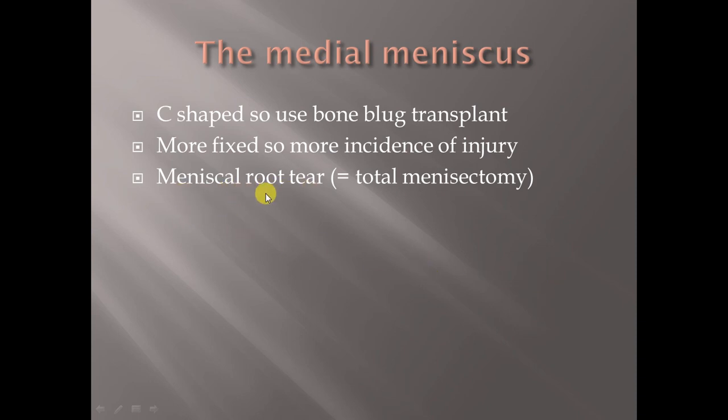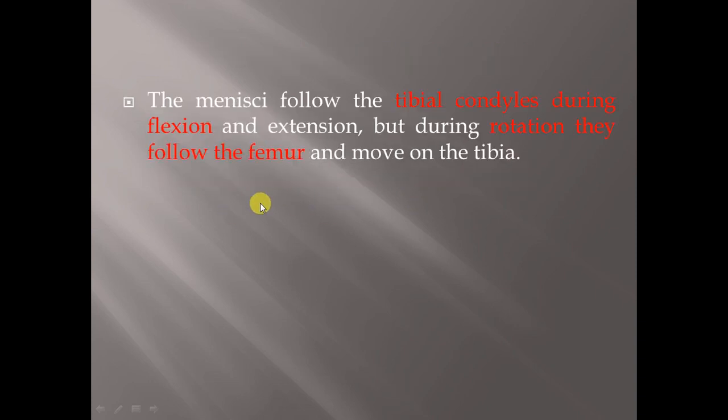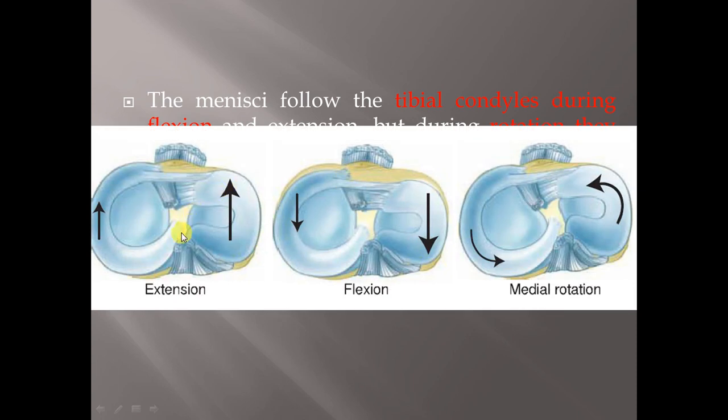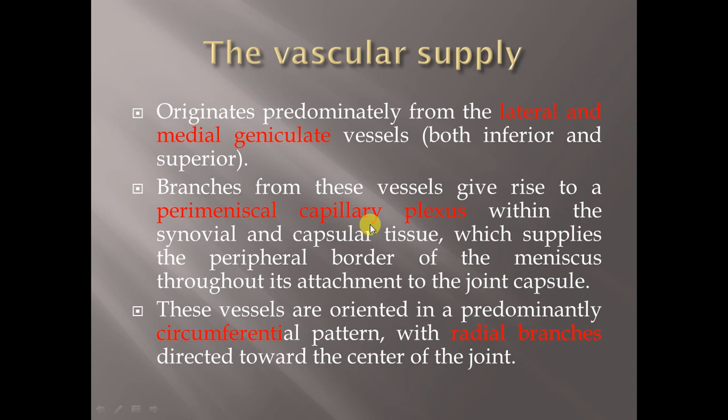Meniscal root injury is mostly in the posterior horn of the medial meniscus. This is a complete disruption of the circumferential and radial fibers. It is equal to a total meniscectomy. You have to repair it once it is discovered. The menisci follow the tibia, anteriorly in extension and posteriorly in flexion, but follow the femur in rotation.